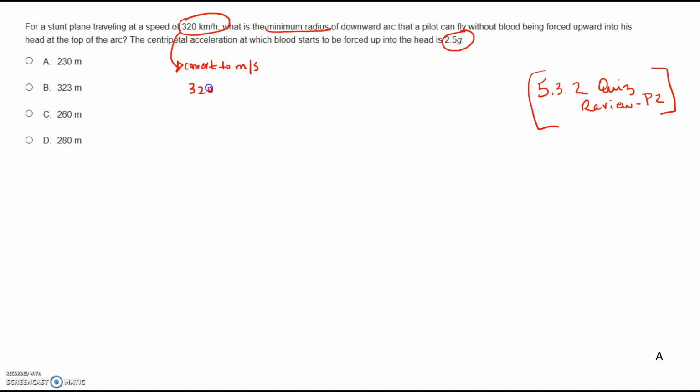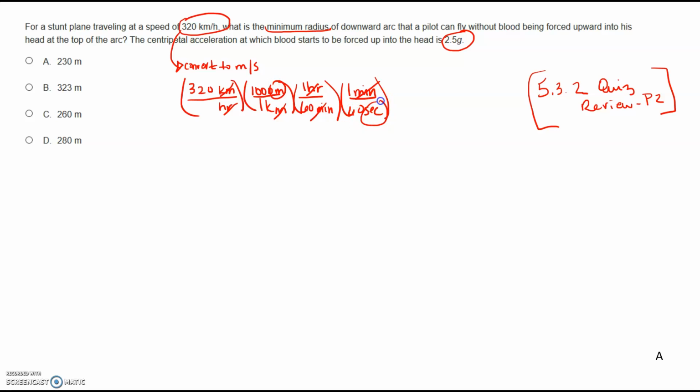So we have 320 kilometers per hour. 1 kilometer is equal to 1,000 meters. And then we have to do our time, 1 hour, 60 minutes. 1 minute is 60 seconds. So that one and that one, we end up with meters per second. When you multiply and divide all of that out, you should get this. And then the acceleration that we're trying to keep from happening, I don't think I ever used that.